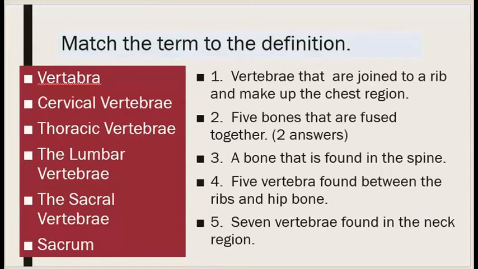Match the term to the definition. The terms are vertebra, cervical vertebrae, thoracic vertebrae, the lumbar vertebrae, the sacral vertebrae, and sacrum. Number 1, vertebrae that are joined to a rib and make up the chest region. Number 2, 5 bones that are fused together. There can be 2 answers for this.